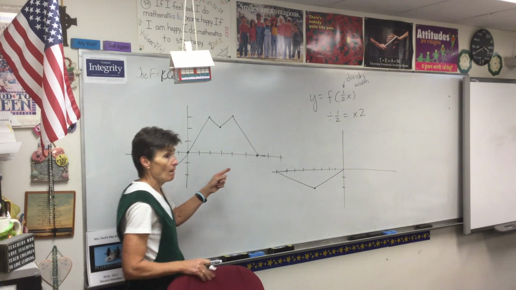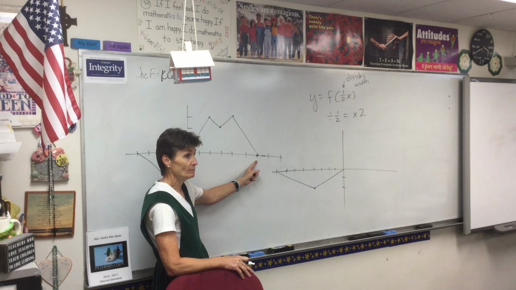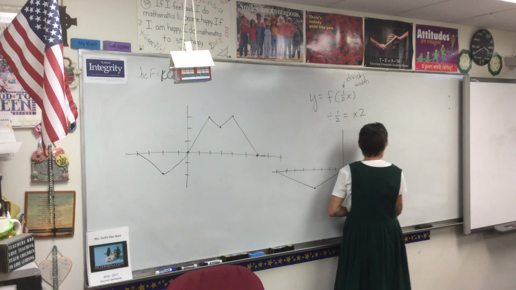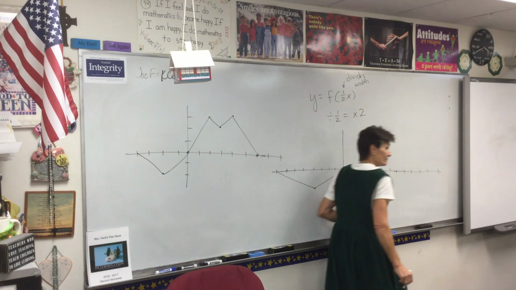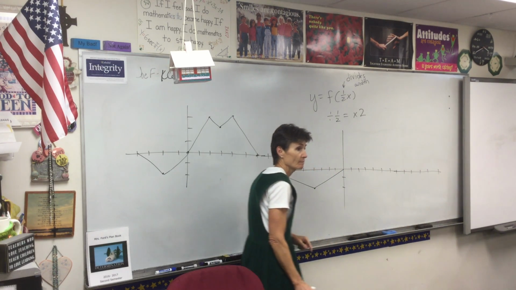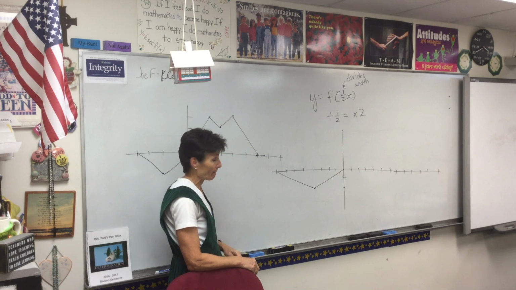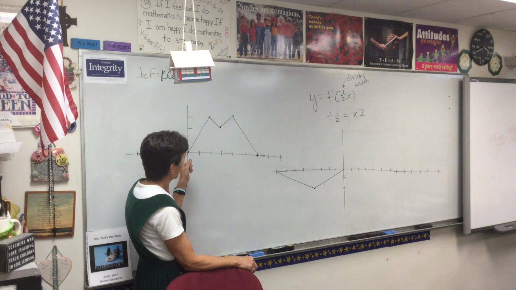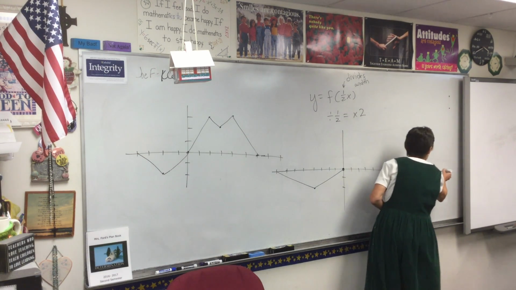Now, what about the M? He's 1, 2, 3, 4, 5, 6 wide right now. Right? So he's going to be 12. 1, 2, 3, 4, 5, 6, 7, 8, 9, 10, 11, 12 wide. Do your best. Now, I know my first point's here and my last point's here.